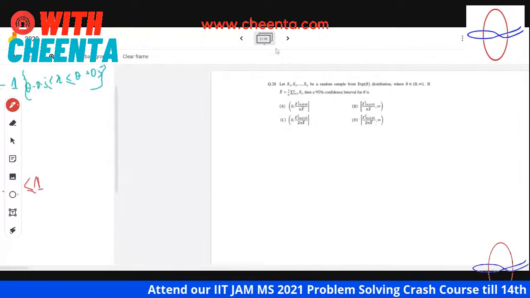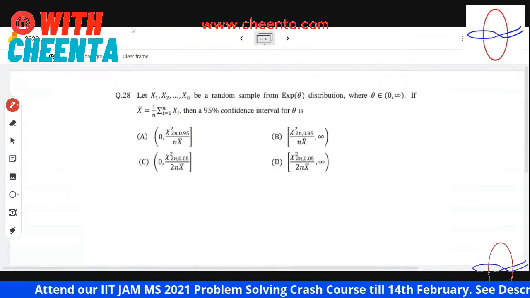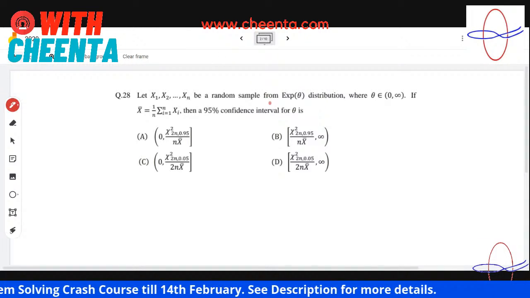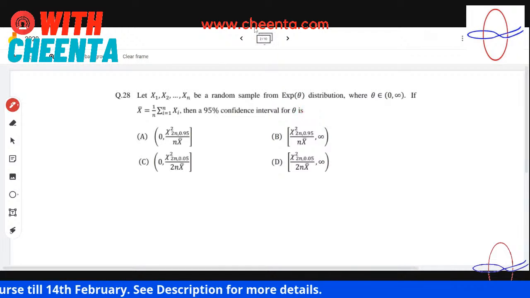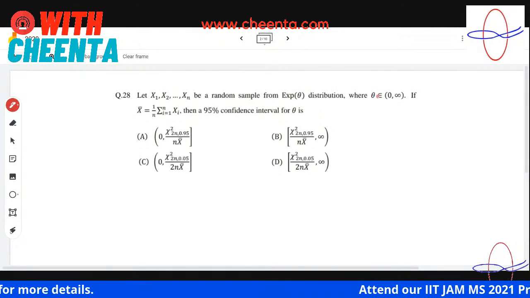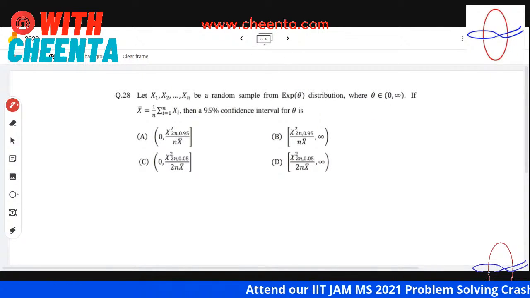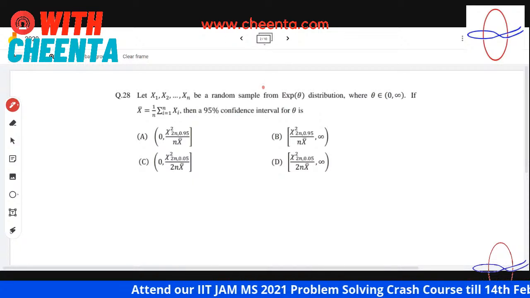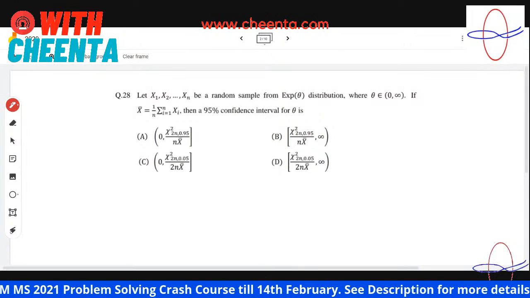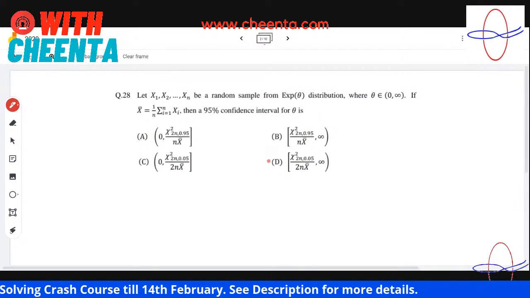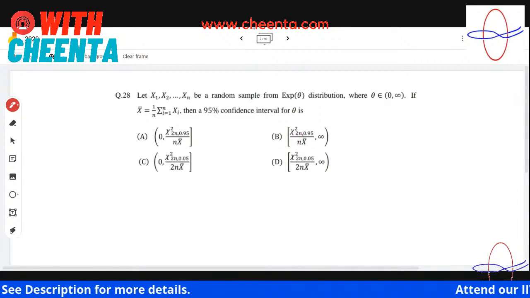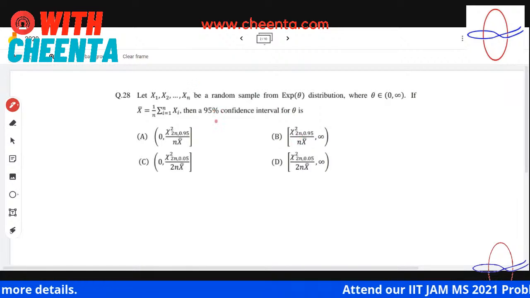So, problem number 28 now. X1, x2, ..., xn are a random sample from an exponential theta distribution, and theta is not non-negative but a positive integer. So if x bar is given, then what is the 95% confidence interval for this? Let's check. What do you have to check? The 95% confidence interval for theta, right? How do you check it?